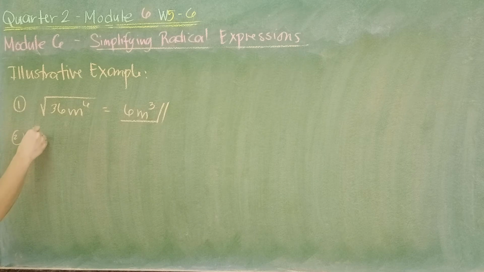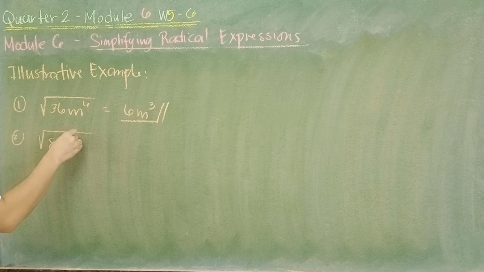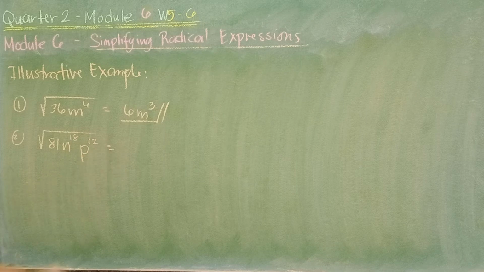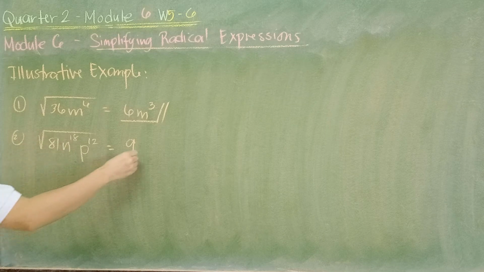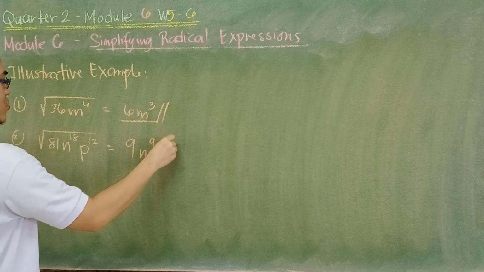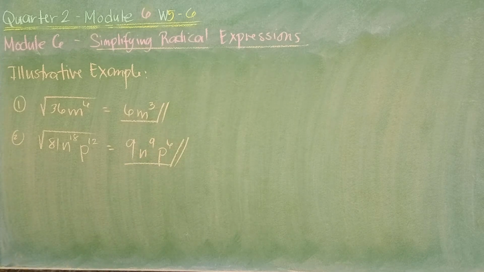Number 2, square root of 81 n raised to 18, p raised to 12. So, square root ng 81, ano yung number na pag multiply ng dalawang beses, makukuha mo 81. That is 9. And then, n raised to 18. 18 divide natin sa 2. 18 divided by 2. N raised to 9. 12 divided by 2. P raised to 6. Ganyan.